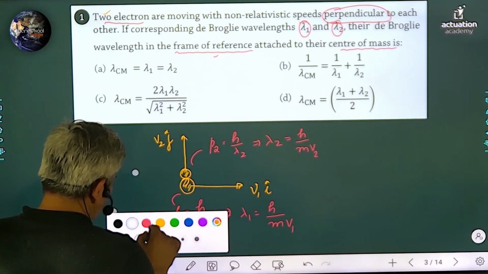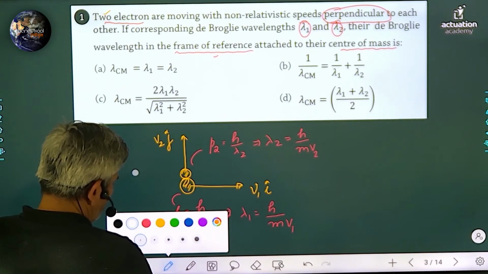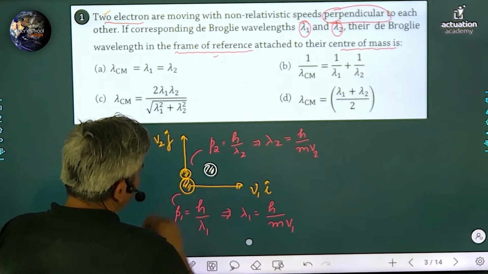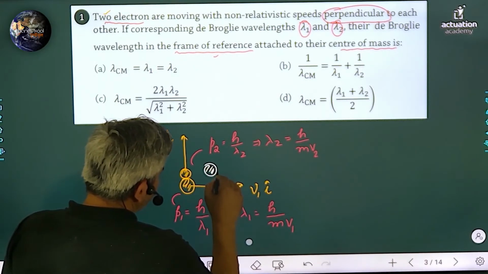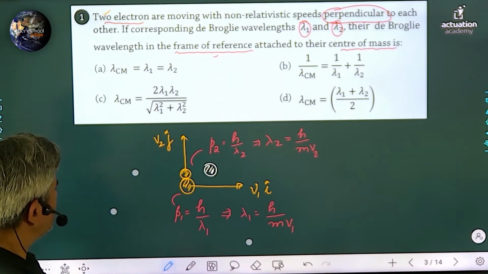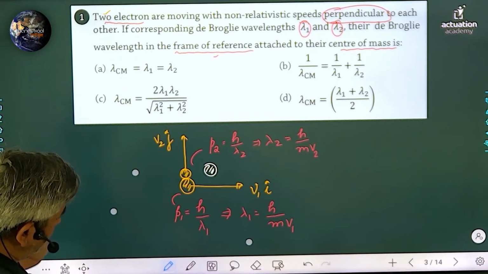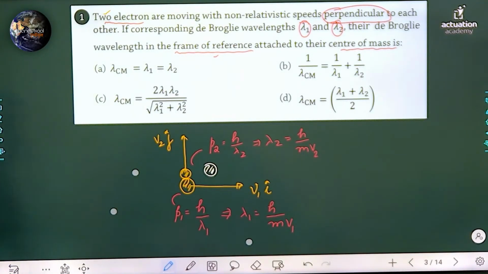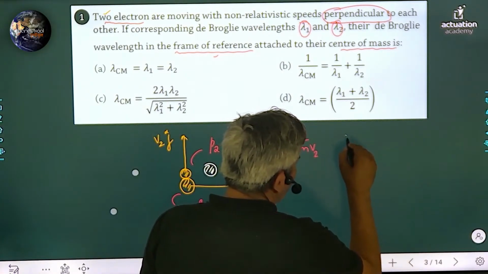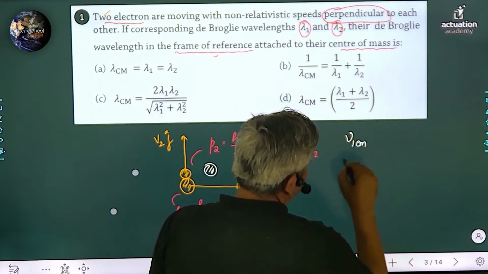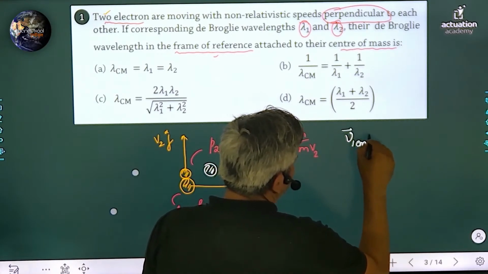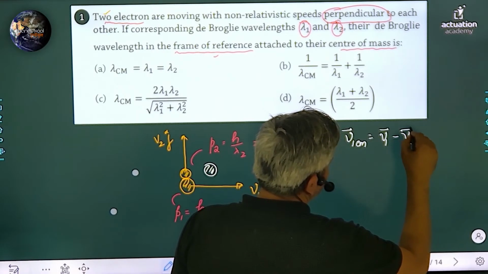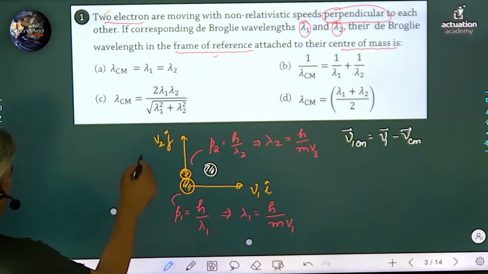Let's assume there is another electron which represents the center of mass frame. So we can calculate the velocity of 1 with respect to center of mass, or velocity of 2 with respect to center of mass, either electron. If we want to calculate v1 with respect to the center of mass, this can be written as velocity of 1 in ground frame minus velocity of center of mass in ground frame. So the velocity of center of mass we can calculate from here.